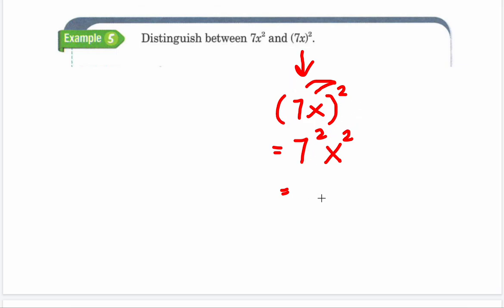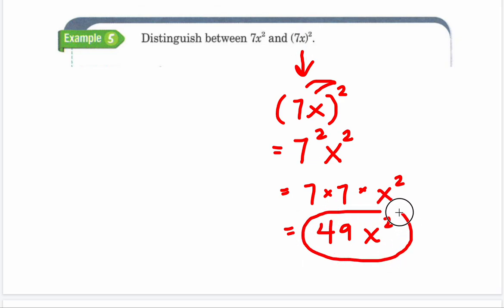So what's 7 squared then? 7 squared is really 7 times 7. And then remember, we still have, I'm trying to draw my x's as small as possible, multiply by x squared. So 7 times 7 is 49. And then we have that x squared. So 7x, the quantity of 7x squared, is really the same as 49x squared. Don't forget, we still have to compare it to 7x squared. So how can we compare 7x squared and 49x squared?